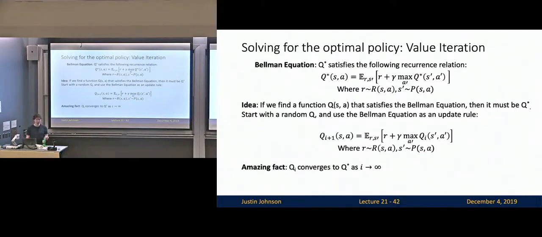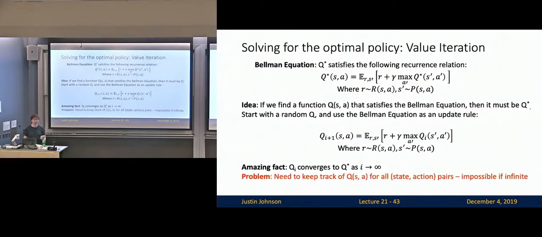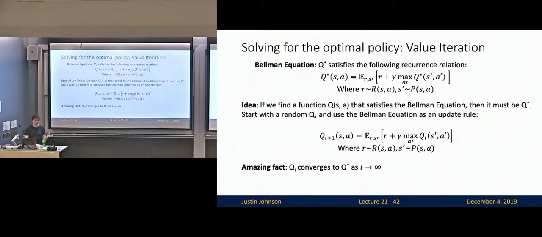Another amazing fact that we need to state without proof is that under certain assumptions, this iteration of using the Bellman equation to iteratively update our Q function will cause the Q function to converge to the optimal Q function. So this is a real algorithm for reinforcement learning, right? We can write down a random Q function, use the Bellman equation to perform iterative updates to our Q function, and that will converge to the optimal Q function. Once we've got the optimal Q function, we're good to go. We've got the optimal policy.